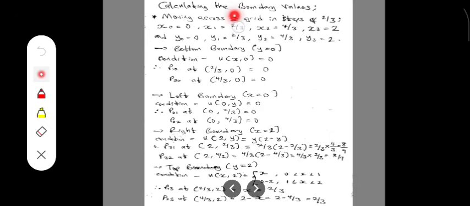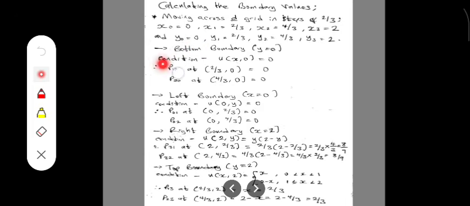Now calculating the boundary values, moving across the grid in steps of 2 over 3. As I said earlier, s naught and y naught will be equal to 0, s subscript 1 and y subscript 1 equal to 2 over 3, s subscript 2 and y subscript 2 equal to 4 over 3, and s subscript 3 and y subscript 3 equal to 2.